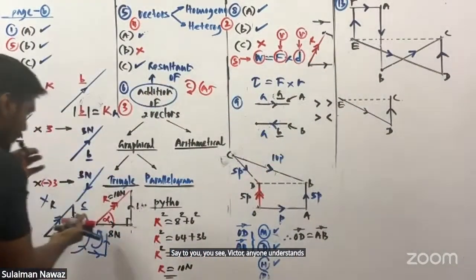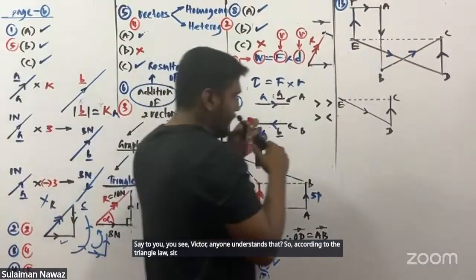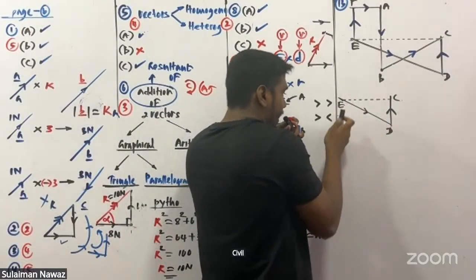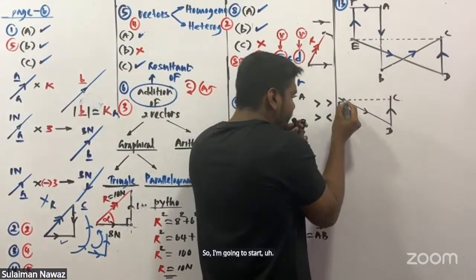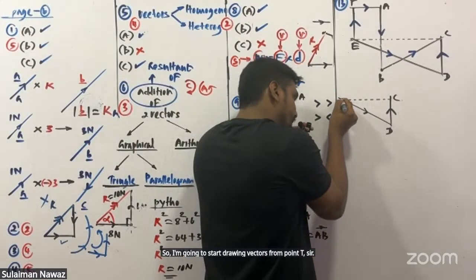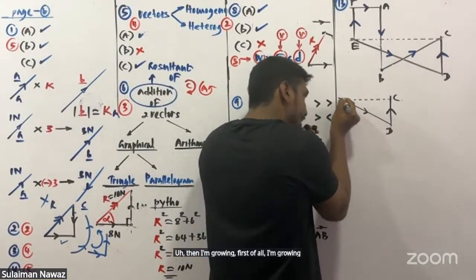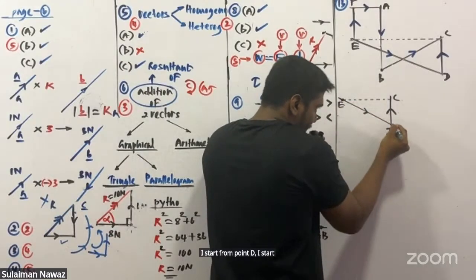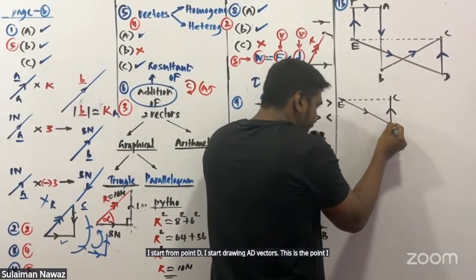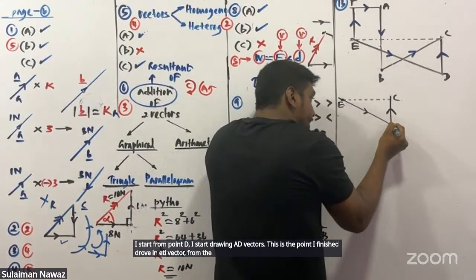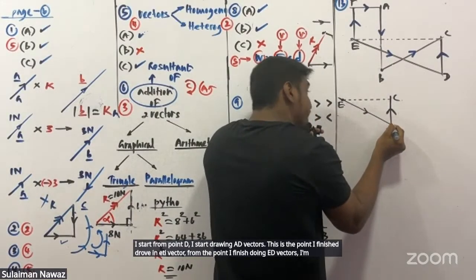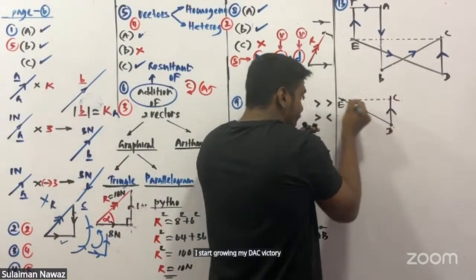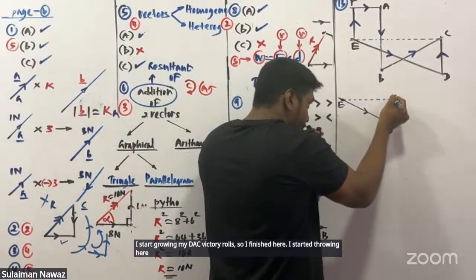According to the triangle law, sir, just start from one of the vectors. So we'll try to apply the triangle law. I'm going to start drawing vectors from point T. First I'm drawing the ED vector. I start from point T, I start drawing the ED vector. This is the point where I finished drawing the ED vector. From that point, I start drawing my DC vector. I finished drawing at here, sir.